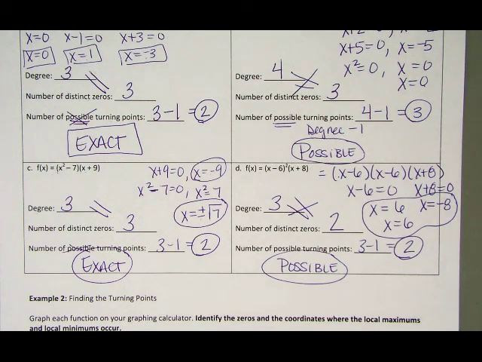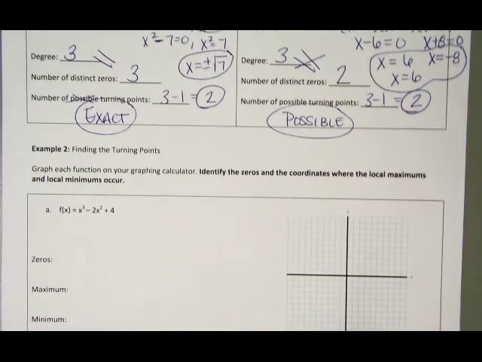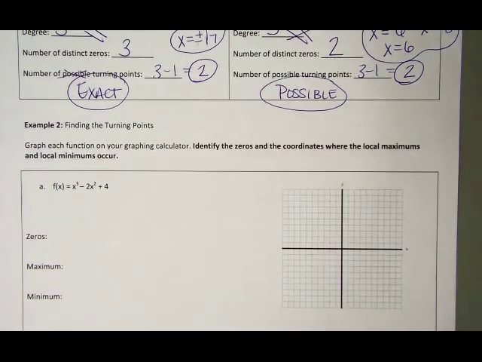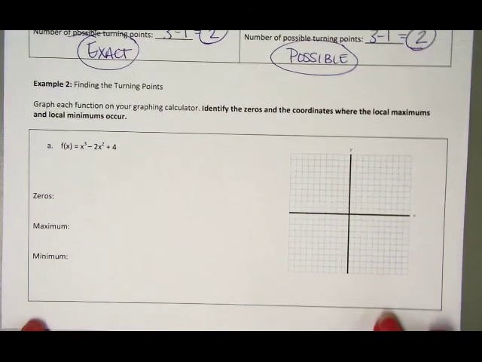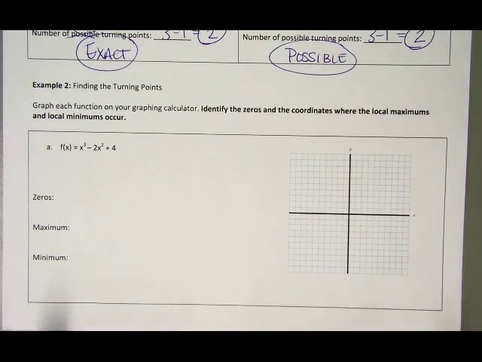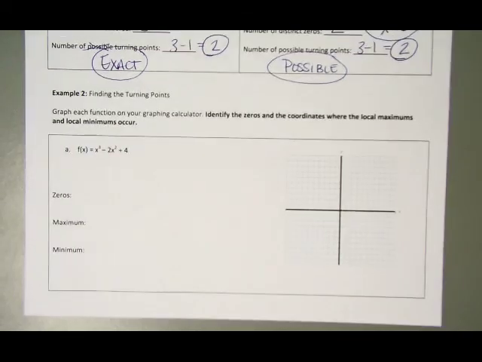Example 2 is made up of two pieces, letter A and letter B. In this case, we're going to talk about how we can use our graphing calculators to find our maxes, mins, and zeros. If we're in a situation where we don't have time, or we don't know the exact number of turning points, we can figure that out by using our graphing calculators.